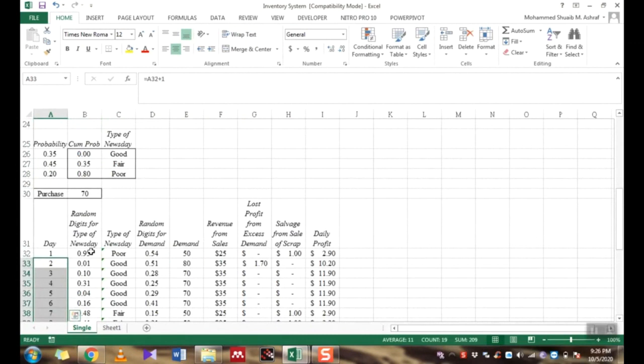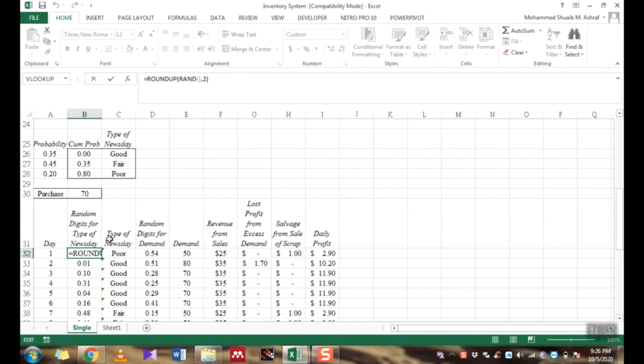Type random digit for news day. For this we have used the random function. In the previous problem we did not use the random function. You can use round up or it is up to you. Simply, if you like, you can use the rand function also.